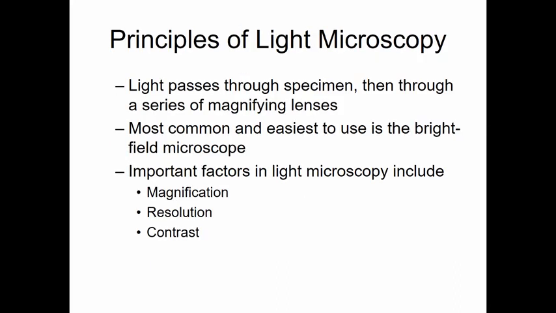The whole point of microscopy is that light's going to pass through the specimen and then through magnifying glasses, and then you see it. That bright field microscope we've got in class is the easiest to use. It's the most common form of a microscope that's going to be out there. There are three main components to microscopy, and you want to understand how these work. The first one is magnification. Magnification is amplifying your image. So this is making that image larger to see.